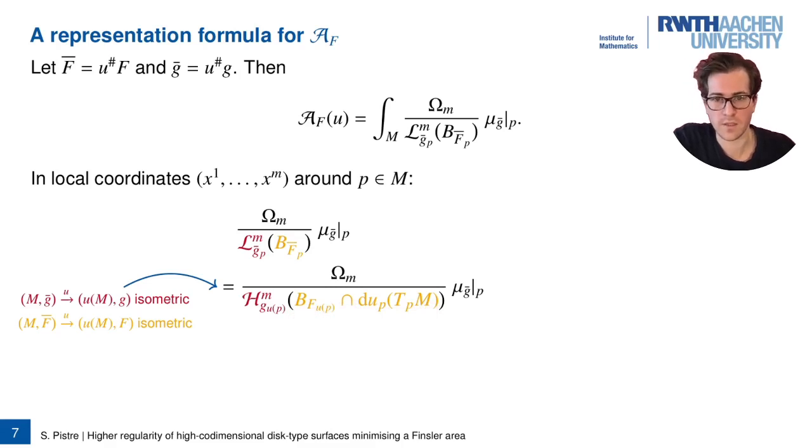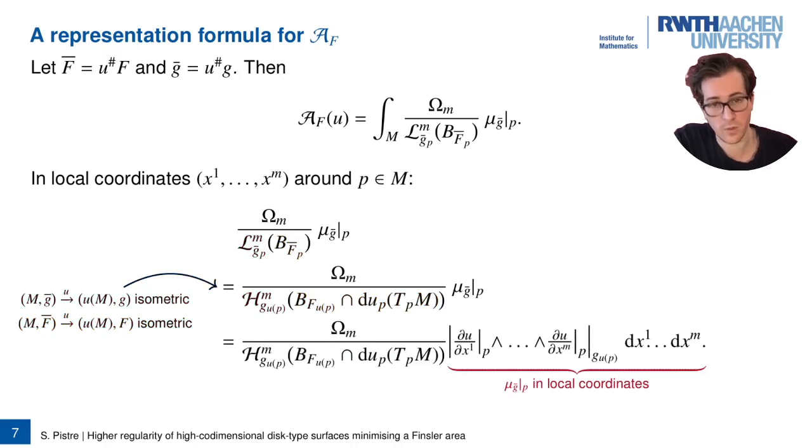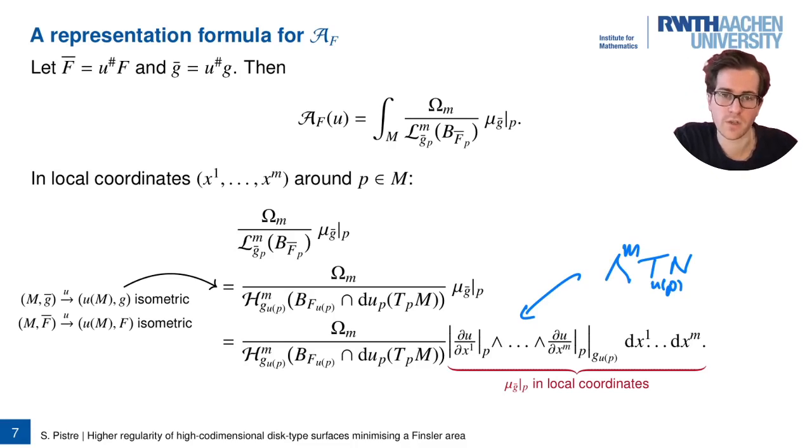Okay, let's look at this last part here, the volume density in local coordinates. Usually what you do, you find this in any textbook, you write this as the Gramian determinant of the metric. And if you write it out, you take the partial derivatives with respect to the coordinate directions and you wedge them together. So this is an element in the mth exterior power on the target, at point u of p, and the Riemannian structure on the target induces a scalar product on this exterior power as well. With respect to this scalar product, you take the norm of this. This will be the same as this Gramian determinant.